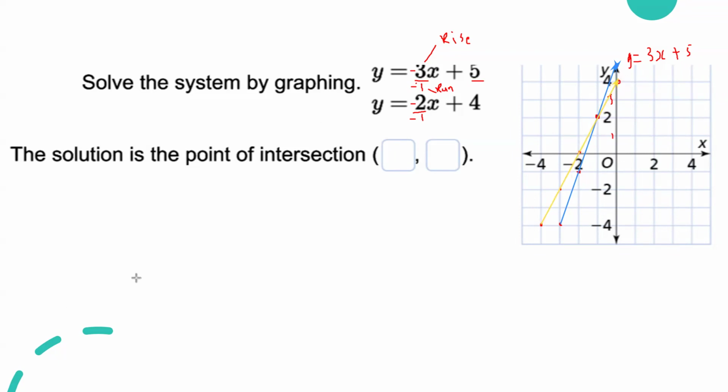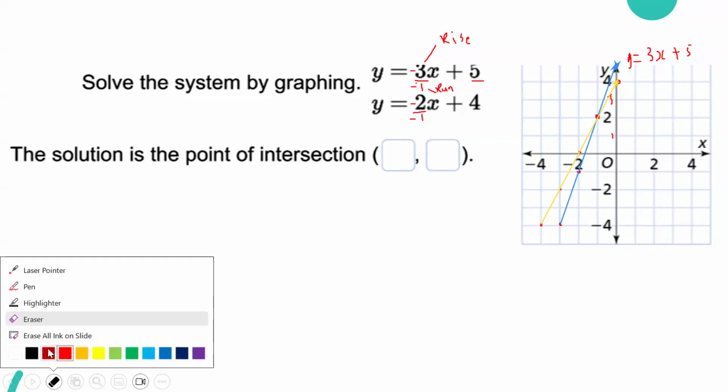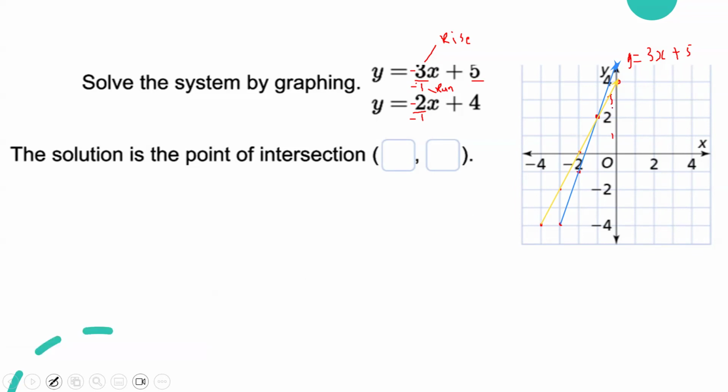Okay. So looking at this system now, what is my solution to this system? The solution is anywhere these graphs meet at a point. So they meet at this point here. So I'm going to label this point. What is my coordinate for this point where they intersect? It is going to be when x is -1, y is 2. So this is the solution to this system of equations: when x is -1, y is 2.